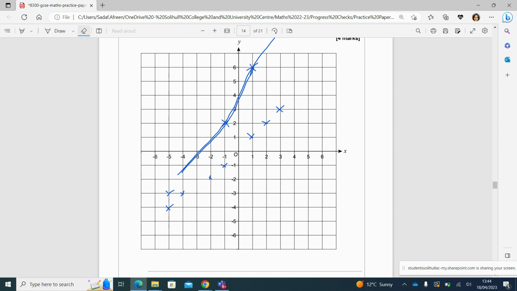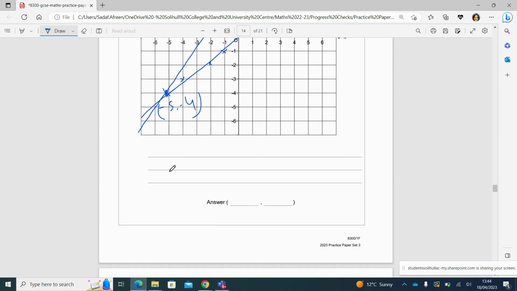Sorry, not this point here. So you draw a straight line which basically connects all these points together like this, and you draw a straight line which connects all these points together here, and ideally both of these lines should meet at this point here. All right, so this is your final point, and that point is -5 and -4. So this is the point where the line A crosses the line B. So your answer will be -5 and -4 is your answer.